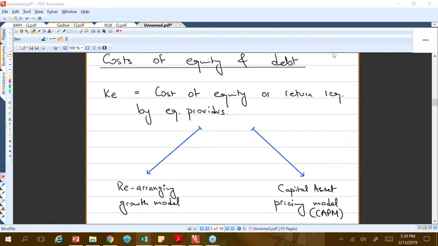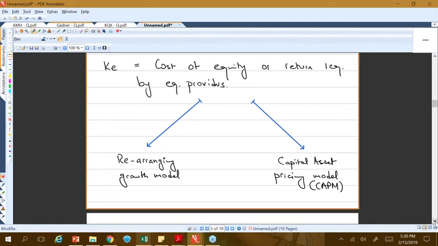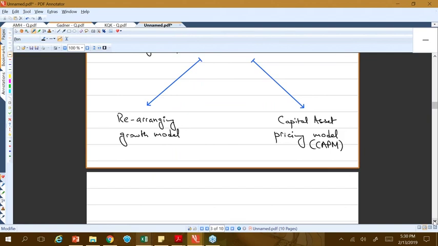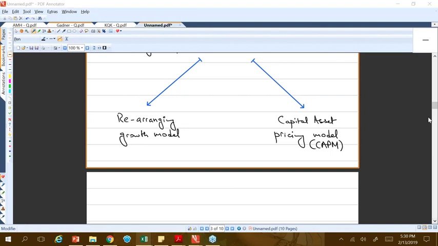Now, what we can do is go over them one by one and see both ways. A common question at this point students ask is, how would I know if I have to use rearranging the growth model or the CAPM? Well, the answer is that it purely depends on the information given in the question. If the information is such that you can use the rearranging of the growth model, then use that. If the question gives you information about CAPM, then you have to use that. The examining team may not necessarily tell you which one to use.